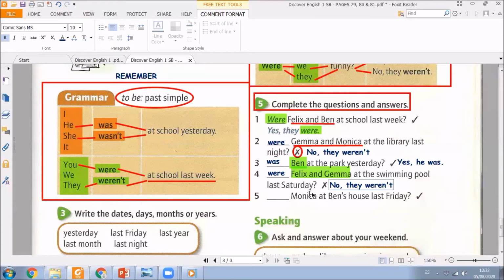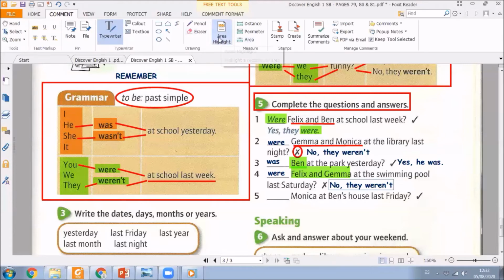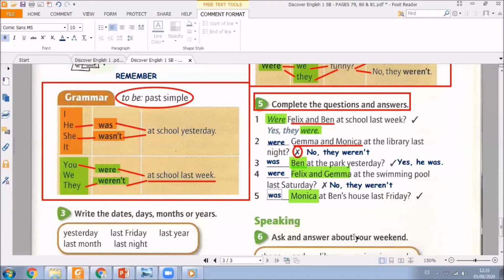And the last one, here we can see Monica. The question is about Monica. So the verb we are going to use here is was. Was Monica at Ben's house last Friday? And we have something affirmative to say. So we're going to say, yes, she was. Very good, excellent.